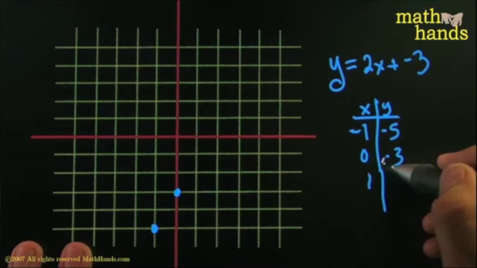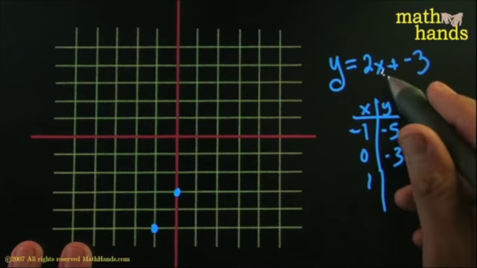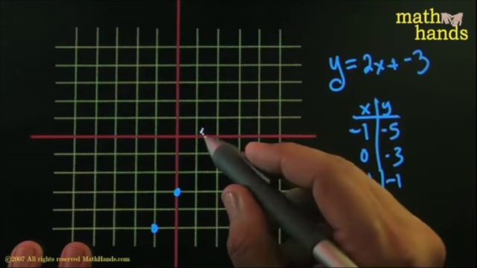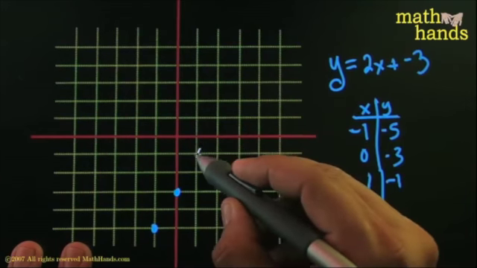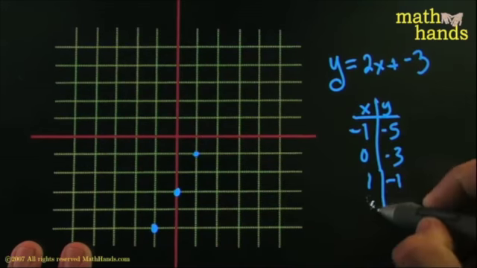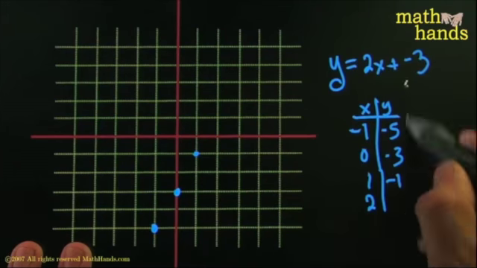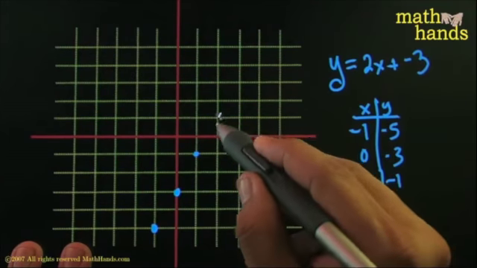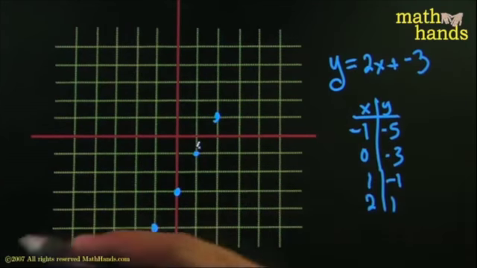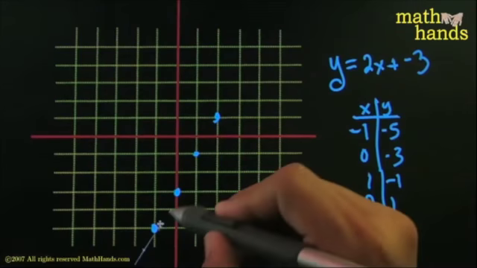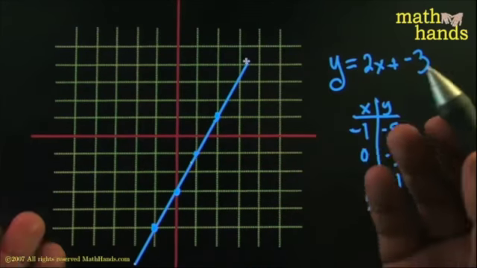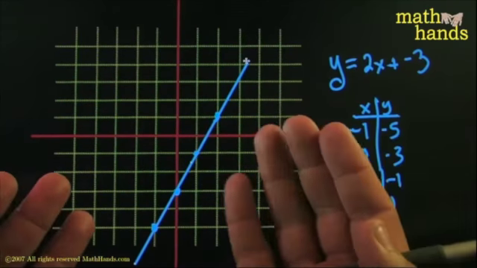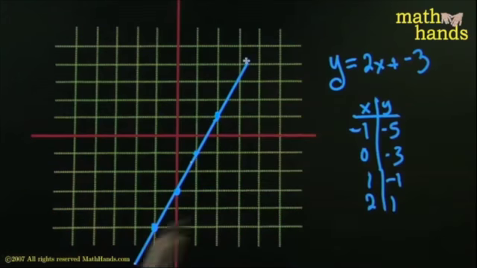At 1, if x is 1, that makes y -1. So when I go to the right one, y goes up 2. When x is 2, that gives you 4, take away 3 is 1. And so, after a while, you just simply connect the dots. That's how we did it before. That's called graphing by plotting points.